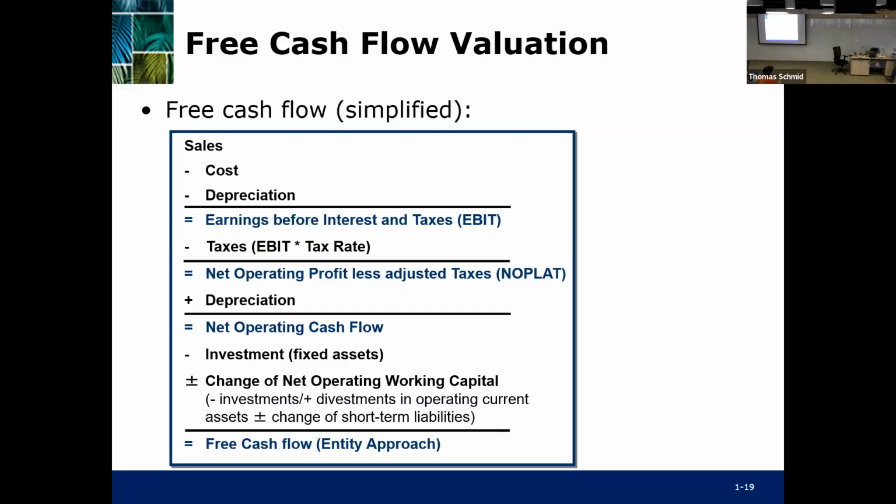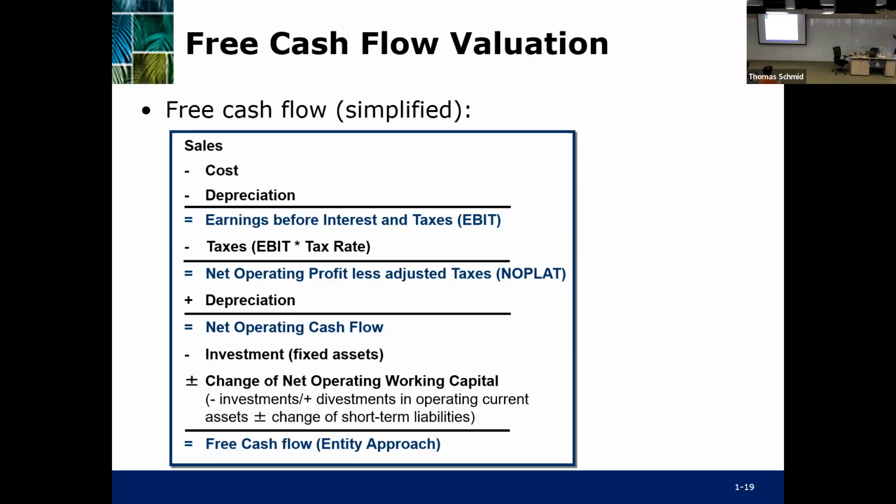If I buy the machine today, I have cash outflows today. I'm paying 1 million for the machine today, and I'm not paying anything tomorrow and the year after that. So from that perspective, we would not want to deduct depreciation here because it's a pure accounting figure. It's not cash relevant.